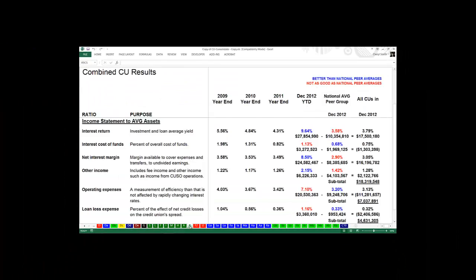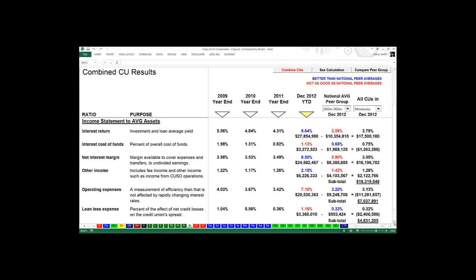On the ratio analysis sheet, credit union ratios are compared to national ratios for credit unions of a similar size. These ratios provide a comparison to national averages as a percentage. They also provide the differences of results of operation in dollars between your combined credit union and an average credit union of the same size.